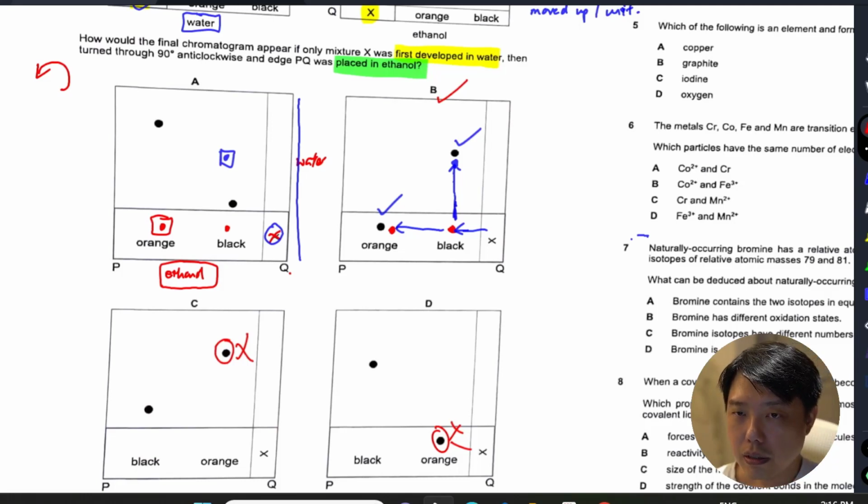Alright, so rather than looking at the answers and trying to guess, maybe it's better to put a blank chromatogram and just do the rotation yourself and roughly know where the dyes are supposed to end up.